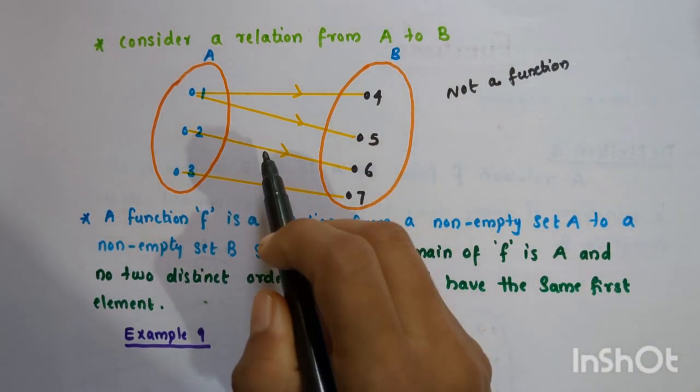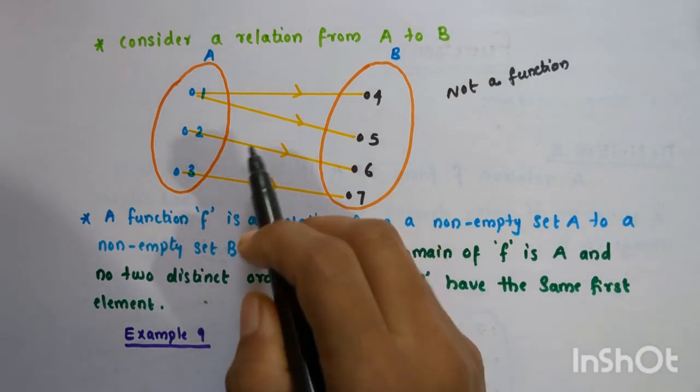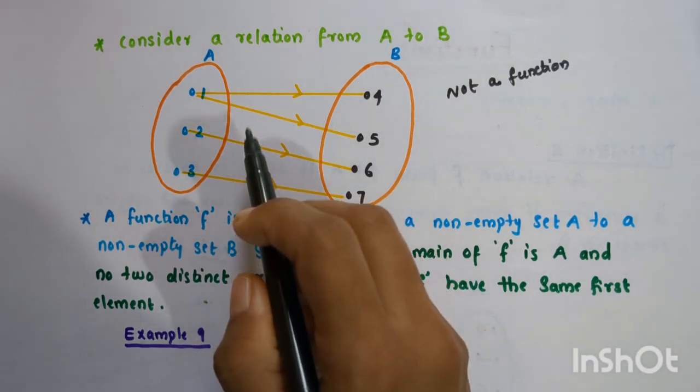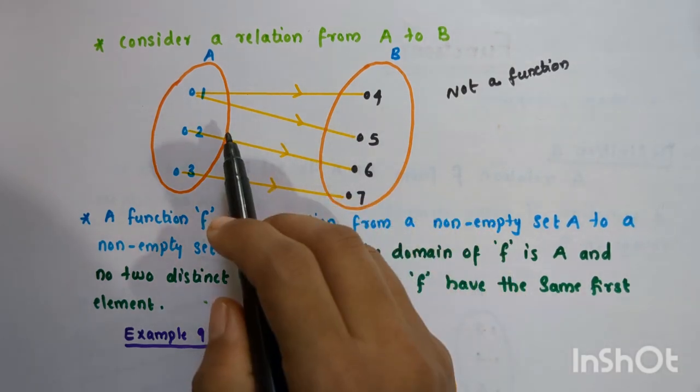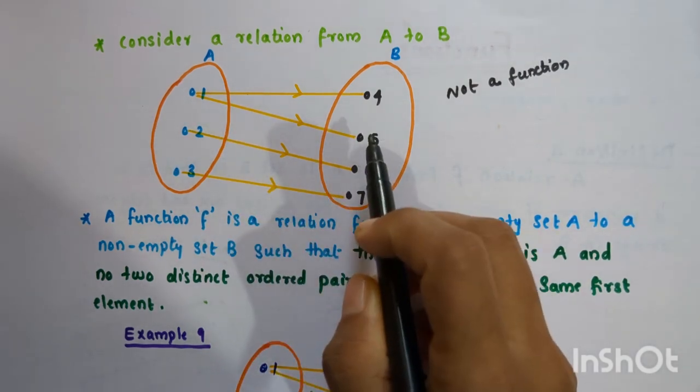So, a function is a relation, but a special type of relation. A relation from A to B is said to be a function if every element of set A has one and only one image in set B.